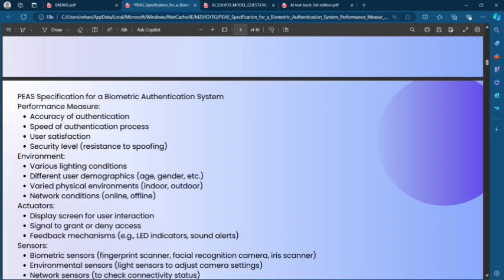PEAS specification can be given for anything. We also have a question for tomato classification. We can also make it for a teacher, any day-to-day life problem. How an application is opening, for that also you can do PEAS classification. For farming, for driving a bike, for automated vehicles, for everything PEAS specification can be done: performance measure, environment, actuator, sensor.